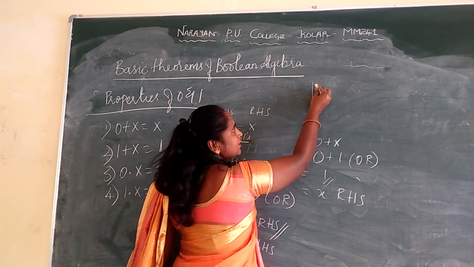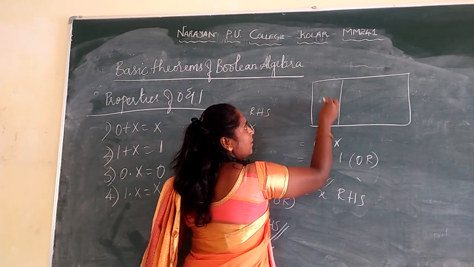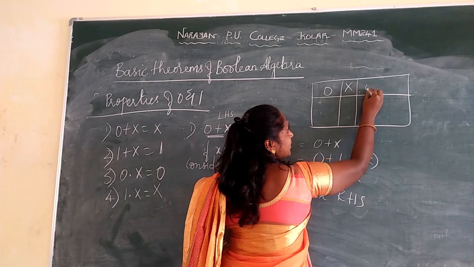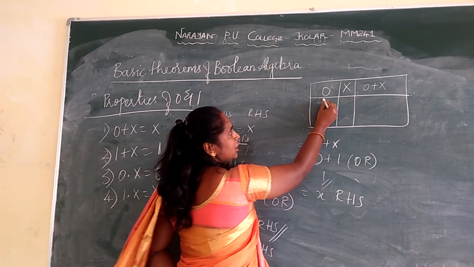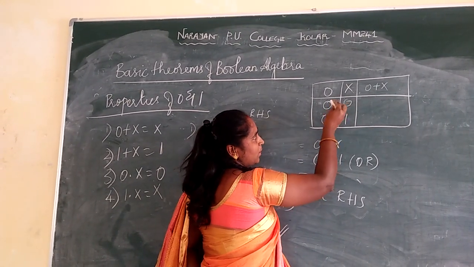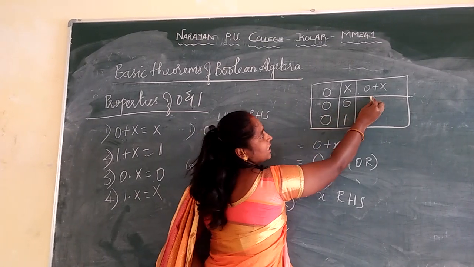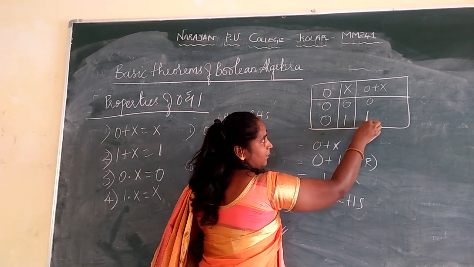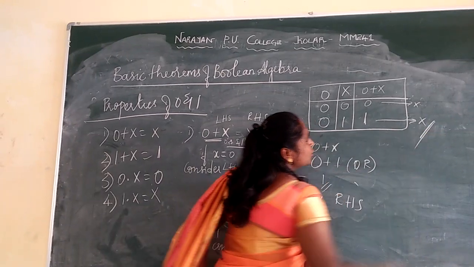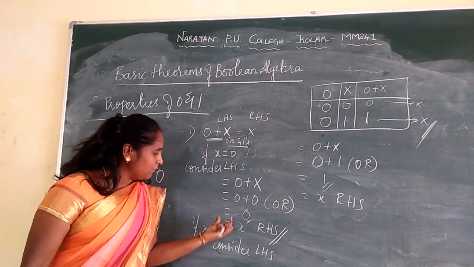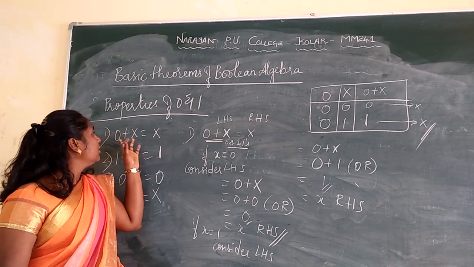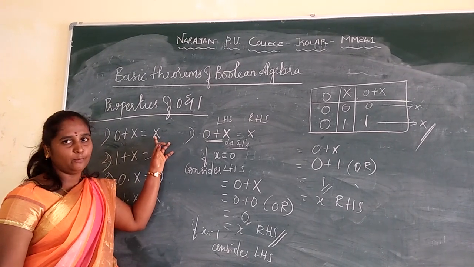The truth table for it is: the first column is 0, the second is x. The next one is 0 plus x. So, 0 as it is in both the conditions. Your x value changes, first time 0, second time 1. Do your OR relation: 0 plus 0 is nothing but 0, 0 plus 1 is nothing but 1. This holds the value x and this holds the value x. So, for both the values of zeros and ones, 0 plus x is equal to x. So, the first property, 0 plus x is equal to x, is proved.